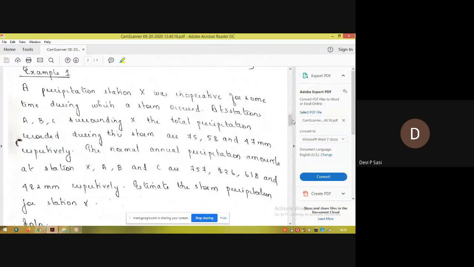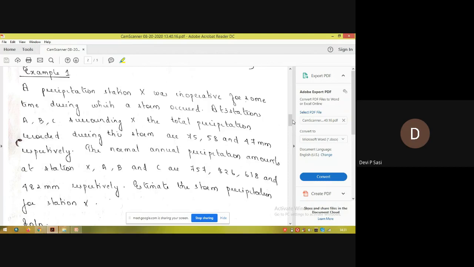Take example 1. A precipitation station X was inoperative. So what is the inoperative station? X. For some time during which a storm occurred. At 3 stations A, B, C surrounding X, the total precipitation recorded are 75, 58 and 47 mm respectively. So what is that 75, 58 and 47? At 3 stations ABC surrounding X, precipitation recorded 75, 58 and 47. So they are P1, P2 and P3 respectively.